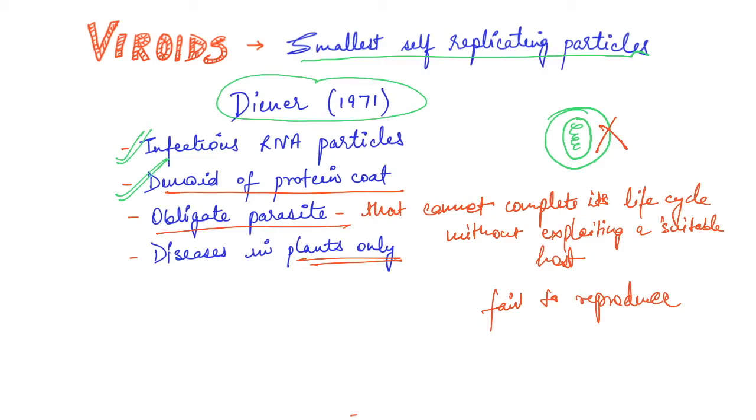They cause diseases only in plants, like we have potato spindle tuber, or there is another disease that is chrysanthemum stunt. Okay, so these cause disease only in plants.